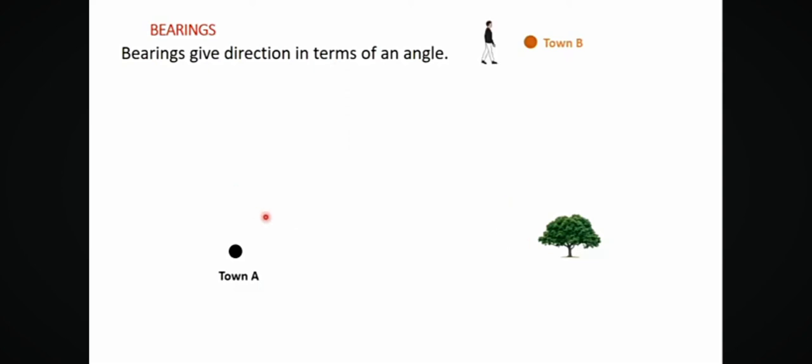These are the directions that we give to people in our everyday lives. So you see, the path that Mr. Kofi will walk through will be from Town A to the tree, then from the tree to Town B. This is the path that Mr. Kofi will take in order to get to Town B. These are the types of directions that we give to people in our everyday lives. Bearings also give direction, but for bearings, the direction they give will be in terms of an angle.